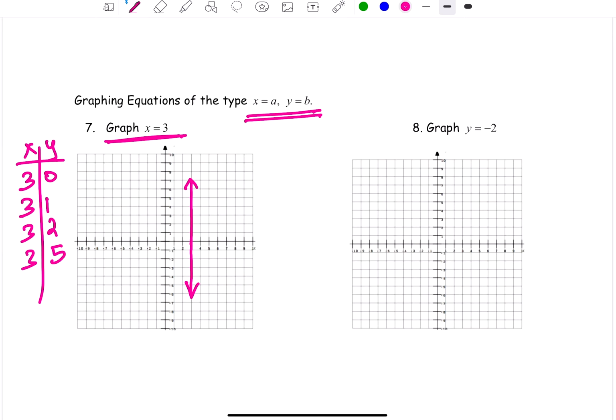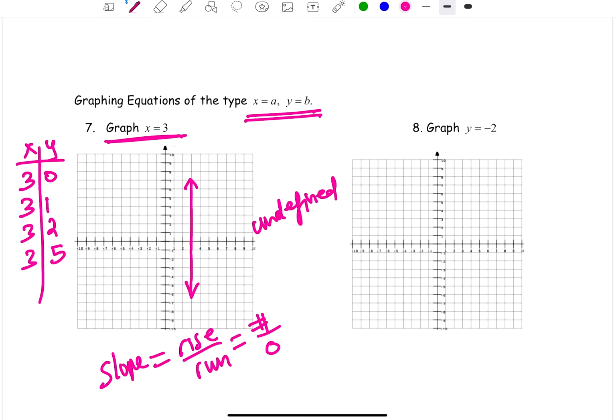So this is not a function, and for the slope in this case, think about rise over run. Does this line rise up and down? Yes, it has some rise. It's going up and down. Does this go left and right? Is there any run? No, there's zero run. So any number divided by zero is undefined. So the slope for a vertical line, x equal to some number, is going to be undefined.